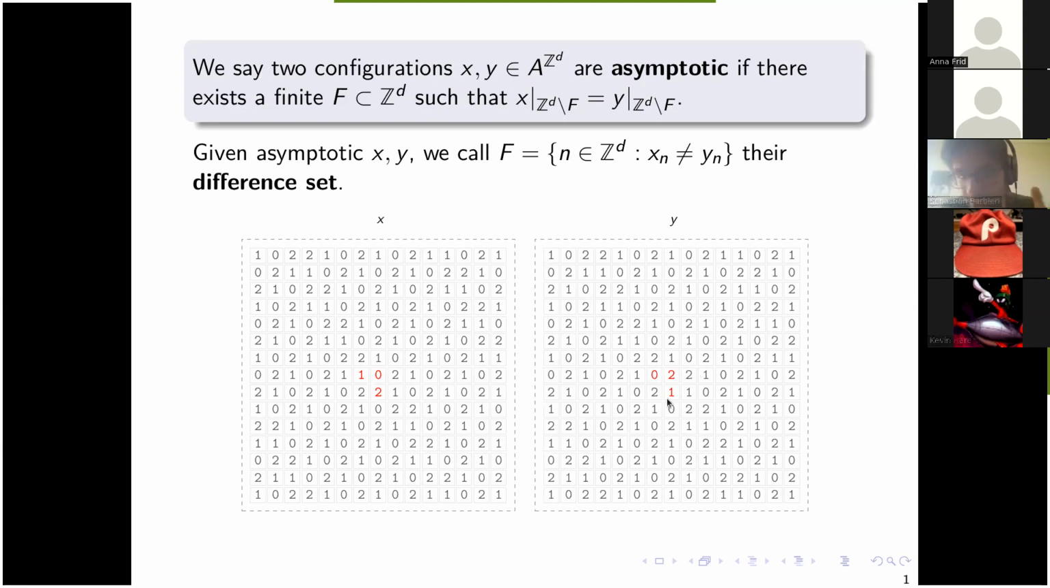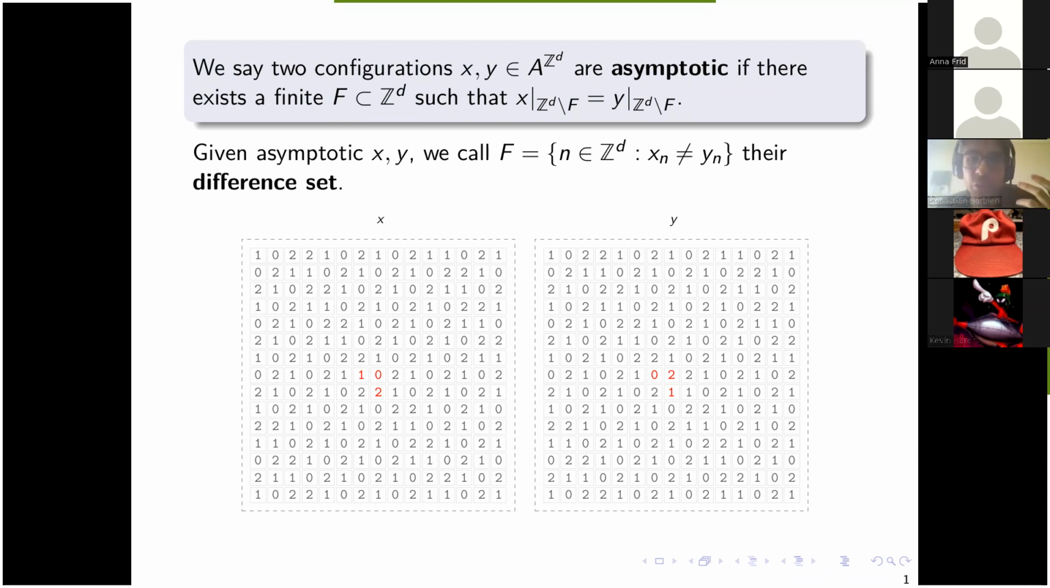Okay, I drew them so that they differ exactly in those three positions. You have to imagine these are infinite configurations and they coincide everywhere else. They're just differing in these three symbols. And given two asymptotic configurations, I'm going to call the set of positions in Z^D where they differ their difference set. All right. So I have configurations, I have defined what it means to be asymptotic, and I have defined their difference set.